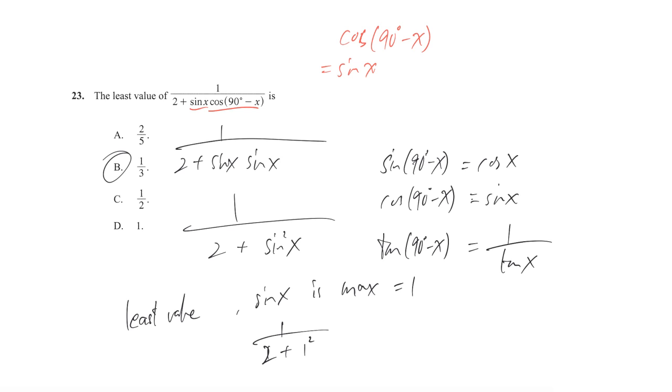So it's more tricky for the greatest value. When sine x is minimum, sine squared x is minimum. Sine x equal to 0. So we have 1 over 2 plus 0. 1 over 2 is the greatest already. Okay?